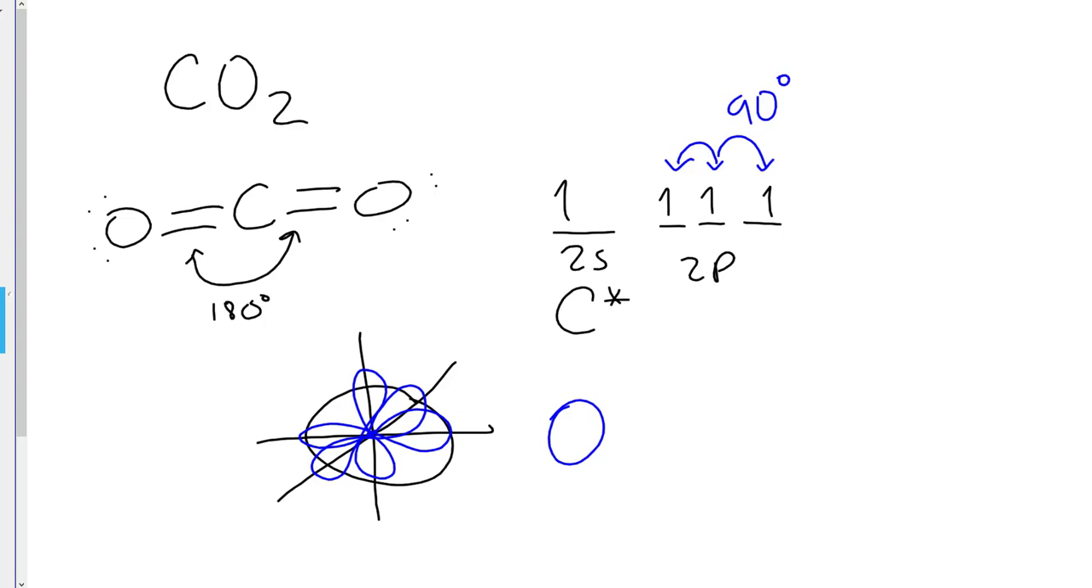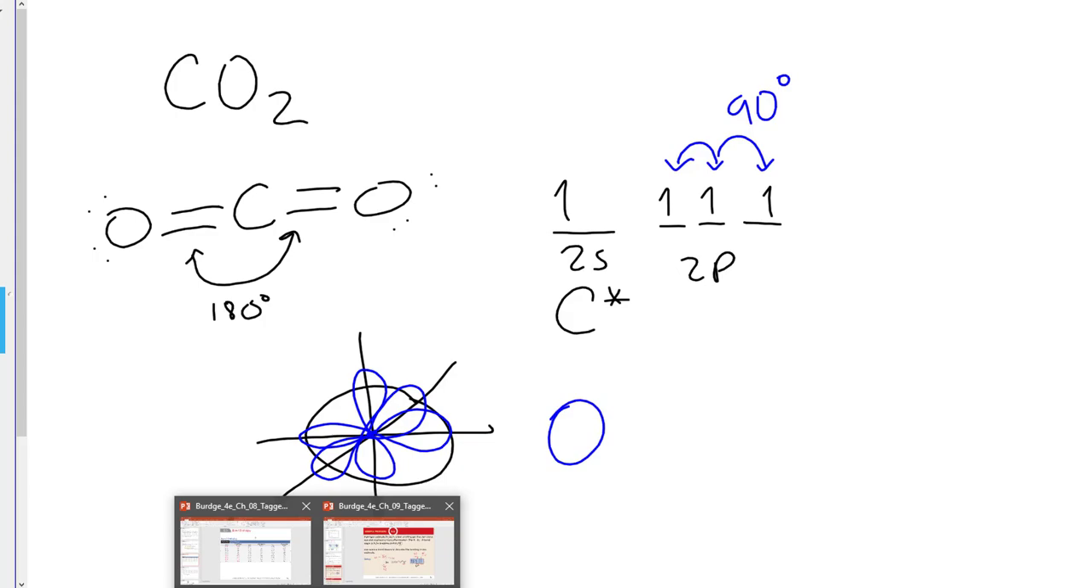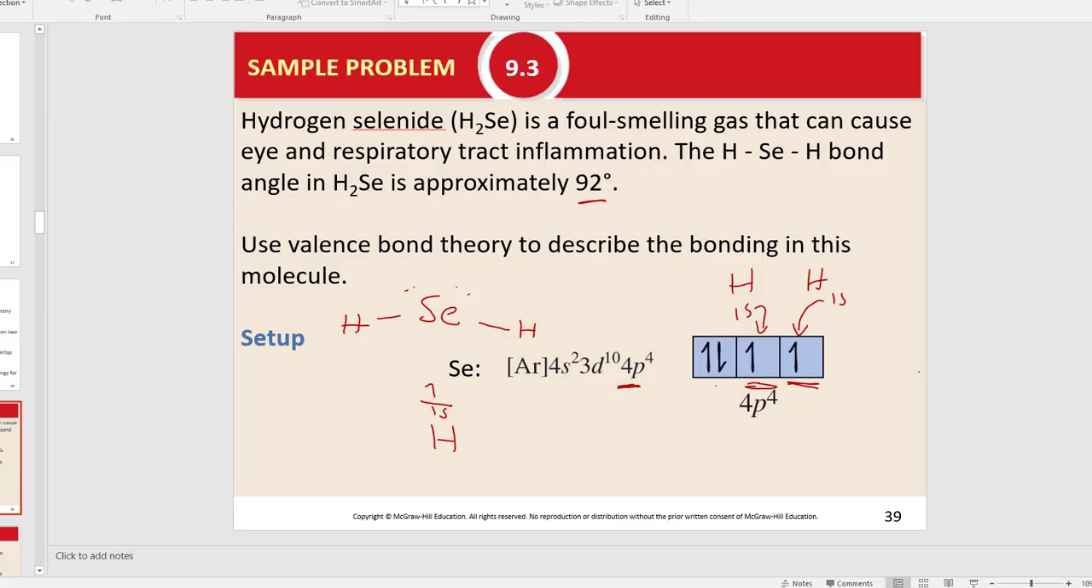So that's the problem with valence bond theory: it cannot explain how anything could possibly have more than 3 bonds, and it can't explain bond angles once you go bigger than 2 bonds. It just can't explain it anymore. Let's go back and ask how we are going to fix this problem and still be able to explain it.